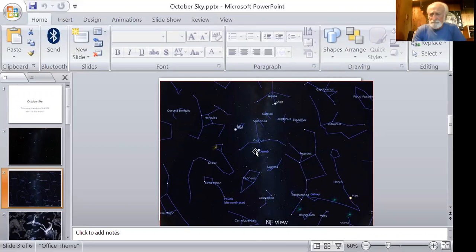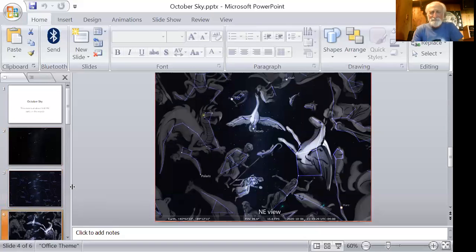To further illustrate the constellations, we can add drawings. They'll come up here shortly. That's the problem. Here they are. Here are our three bright constellations.